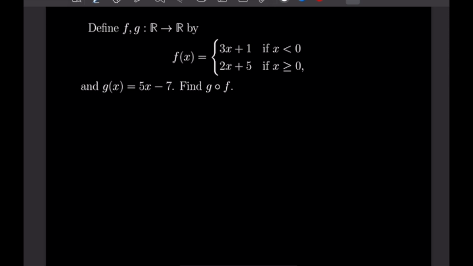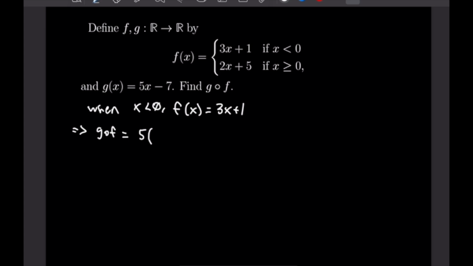Now, because this is a piecewise function, we're going to have to split it up into two cases, one where x is less than 0 and one where x is greater than or equal to 0. So let's go ahead and do the one where x is less than 0 first. When x is less than 0, f of x is equal to 3x plus 1, which means we can evaluate g of f in the following way.